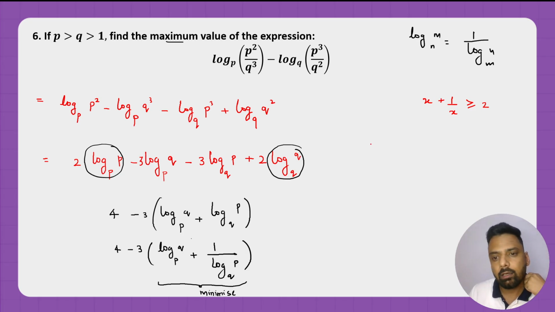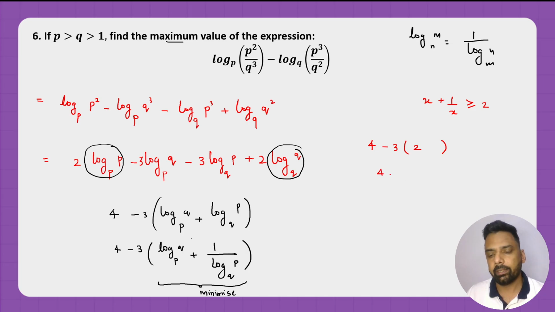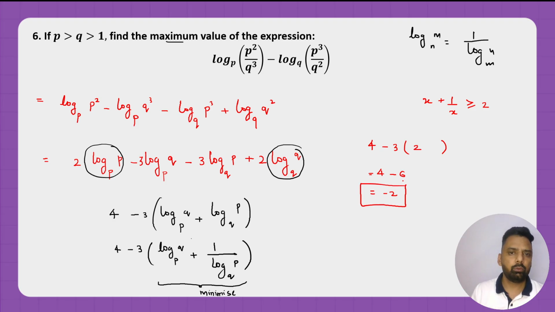Same situation is here, 4 minus 3 and I know that कि जो इसका minimum value हो सकता है the number log q upon p plus 1 upon log pq, right? That has to be, तो minimum value 2 हो सकता है यहाँ पे, right? The minimum value it can take is 2, right? So 4 minus 6, which is minus 2. That is the answer for this question. So the maximum value this expression can have is minus 2.